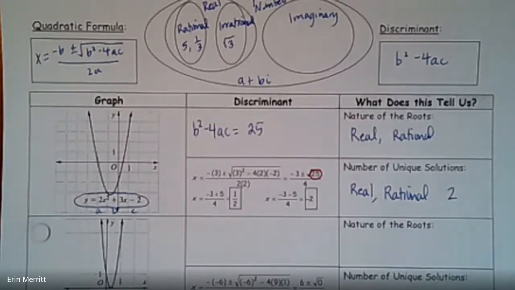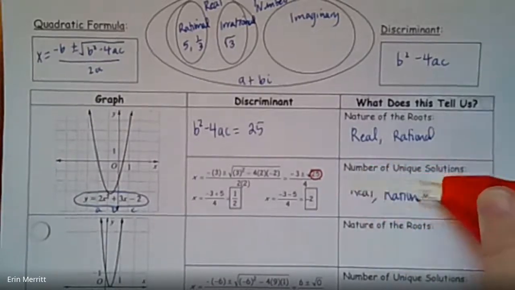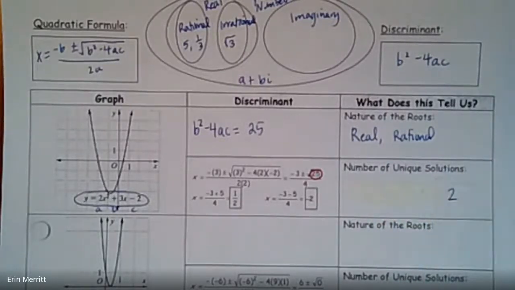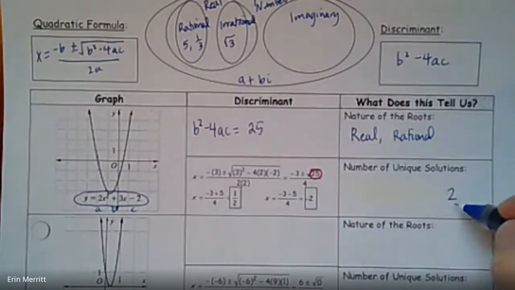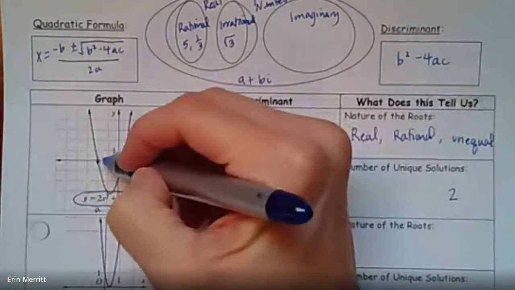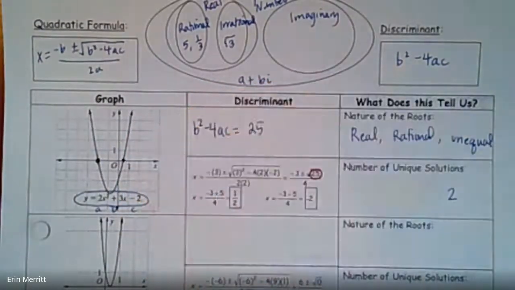So I got white out, I'll fix that. On your paper, you can cross it out or erase it, whatever you got going on there. Because there are two unique solutions, sometimes we'll classify the roots as being unequal, literally meaning there's one here at -2 and one here at positive 1/2. They are two different values.